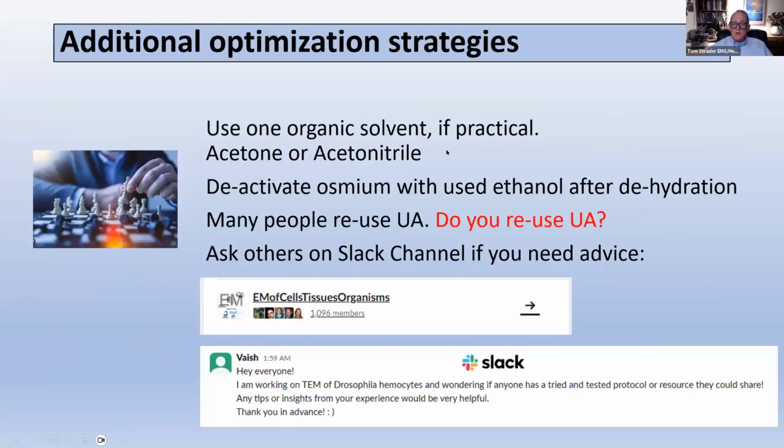Additional optimization, if you can, use one organic solvent. One thing I discovered not long ago, this was new to me, was you can deactivate your osmium with your used ethanol, which we do on the robot. Many people reuse their UA. It would be interesting to find out who does here.